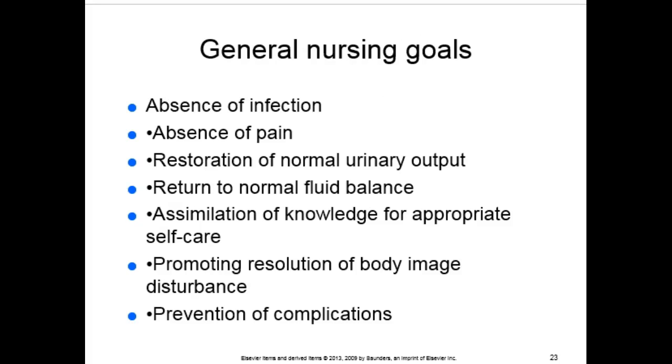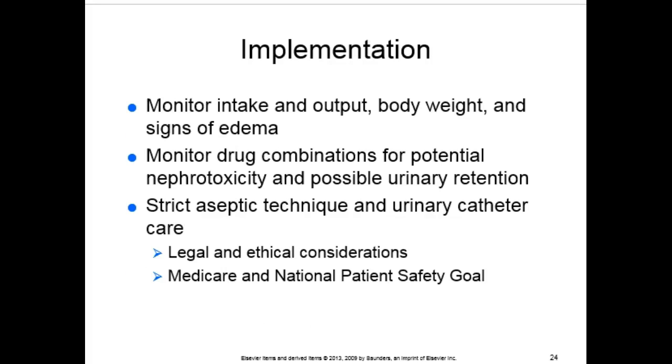General nursing goals are absence of infection, absence of pain, restoration of normal urinary output, return to normal fluid balance, assimilation of knowledge for appropriate self-care, promoting resolution of body image disturbances, and prevention of complications. We would monitor intake and output, body weight, and signs of edema, monitor drug combinations for potential nephrotoxicity and possible urinary retention. We would maintain strict aseptic technique in urinary catheter care.